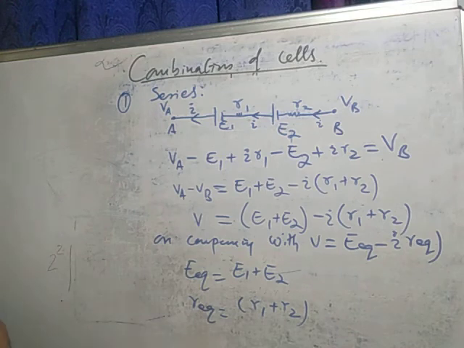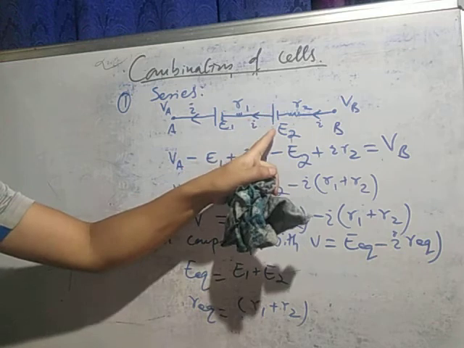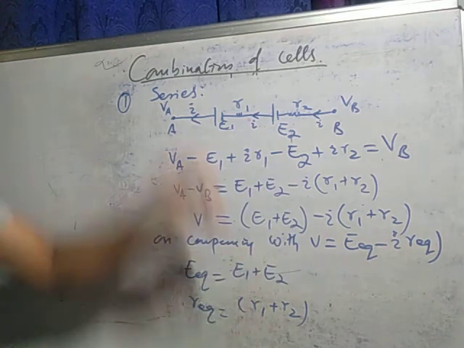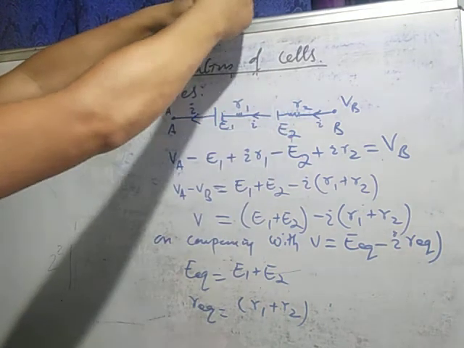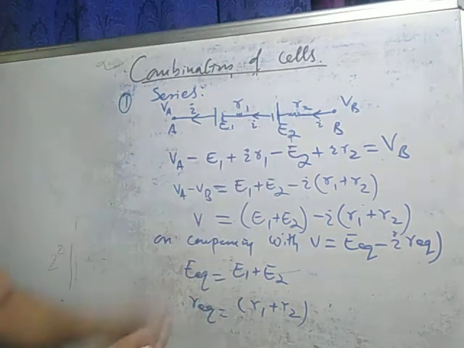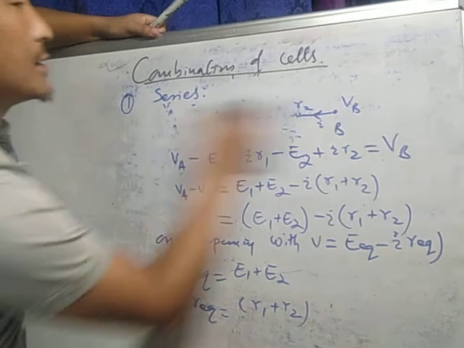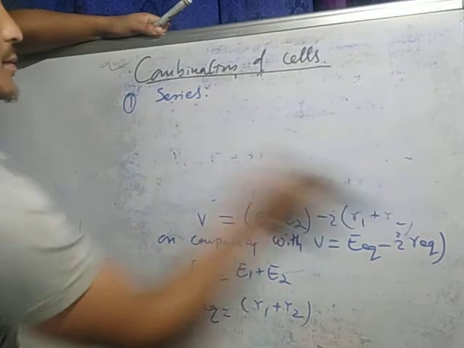If the polarity is changed, then you have to change this one: minus E2. If I change polarity, this would be minus of E2. Clear? So let me solve some questions from this section, series, then you'll do.